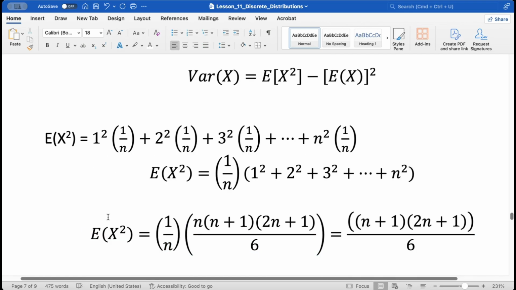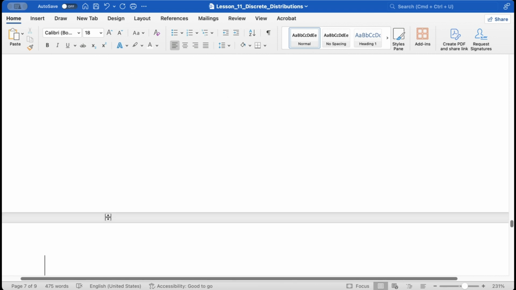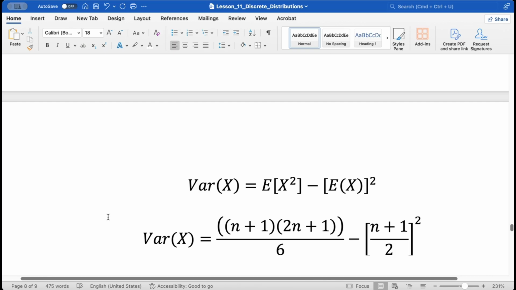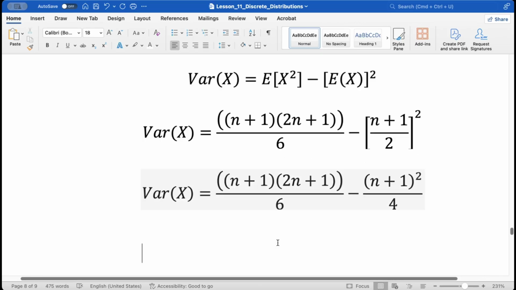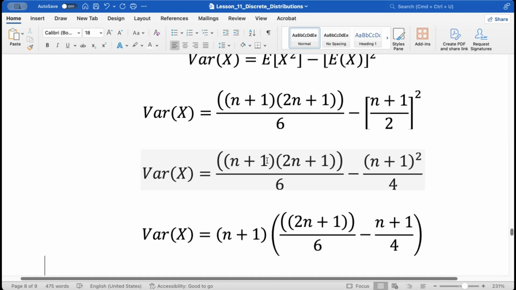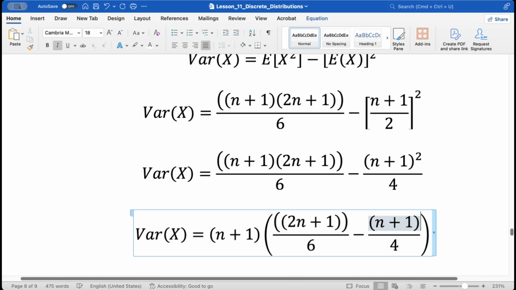Plugging into the formula, we have to do that expression minus the mean squared. And the mean we've just found to be n plus 1 over 2. So squaring the top and bottom there, we get n plus 1 squared over 4. We can factor out an n plus 1 from the numerator. We're left with 2n plus 1 over 6 minus n plus 1 over 4. I'm going to put an extra parentheses here just to be safe. I want to be careful of that subtraction sign.